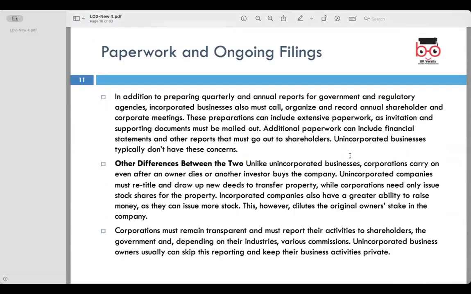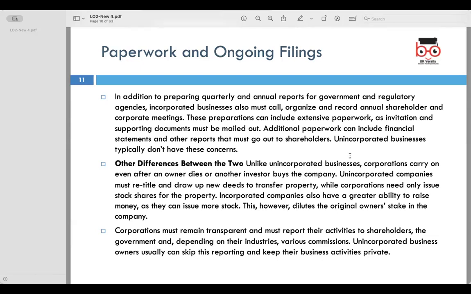Paperwork and ongoing filing. Basic filing, quarterly and yearly reports with government and regulatory bodies. Businesses that are incorporated also have to hold, plan, and record yearly meetings for shareholders and the company itself.